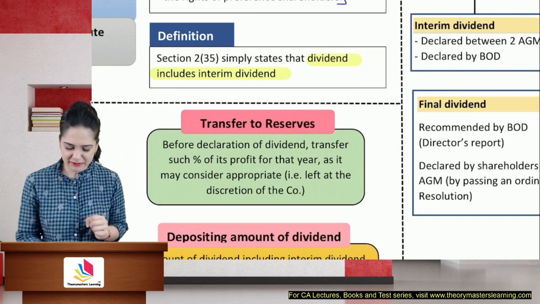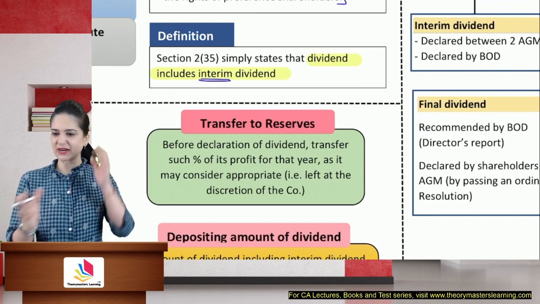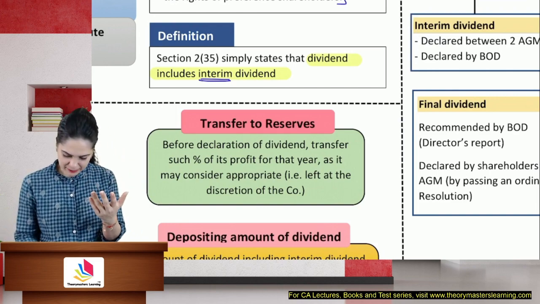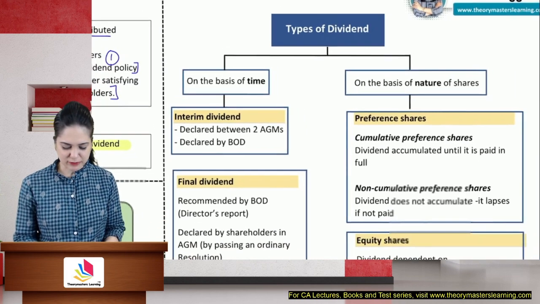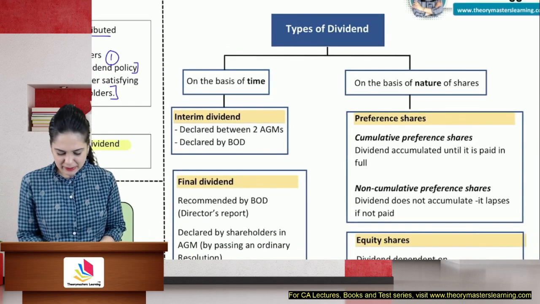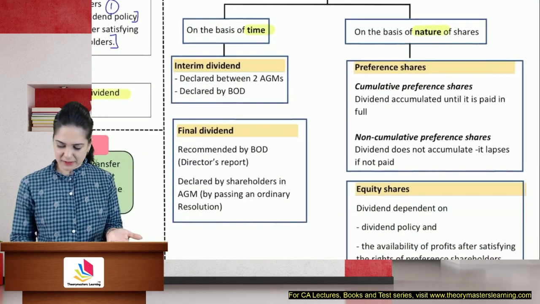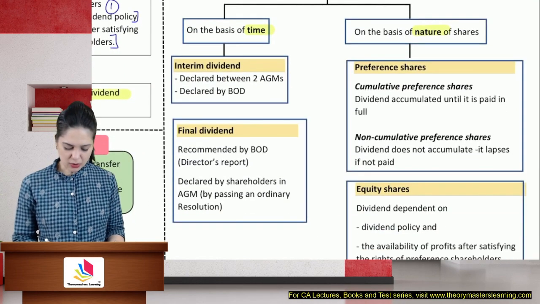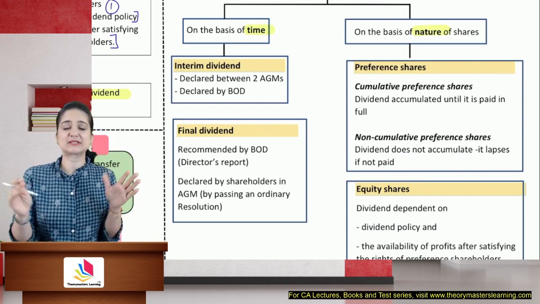Now, what is the meaning of interim dividend? Interim means it is paid between two annual general meetings. So here I have for you separate a classification on the types of dividend. It may be classified on the basis of time or the nature of shares. On the basis of time, it may be final dividend or interim dividend. Interim dividend means a dividend which is paid between two annual general meetings. It is paid during the year.